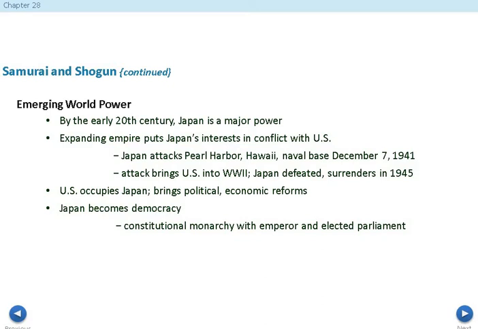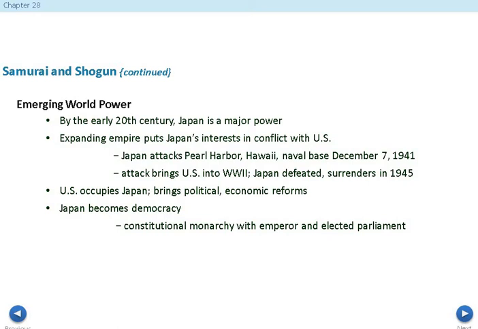Now, this goes to the story that we know in the United States: on December 7th, 1941, a date that will live in infamy, as famously said by Franklin Delano Roosevelt, Japan attacks Pearl Harbor in Hawaii, which was a naval base at the time, and the attack brings the United States into the war. Now, what we see is that Japan is defeated by 1945, and usually that's where the story ends.